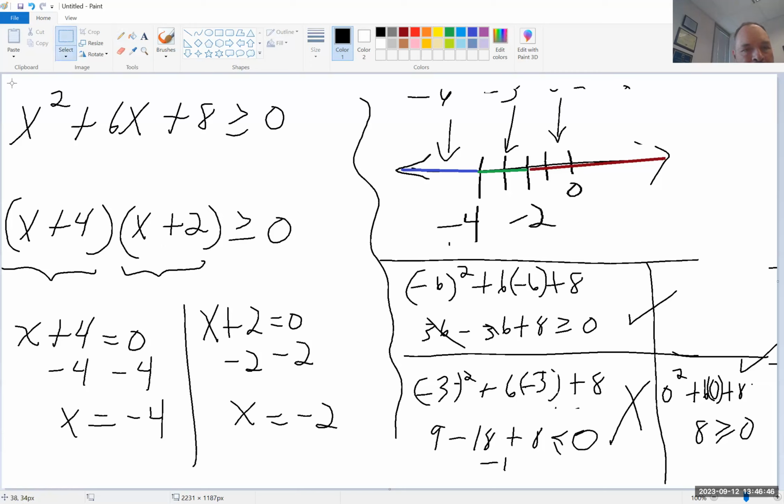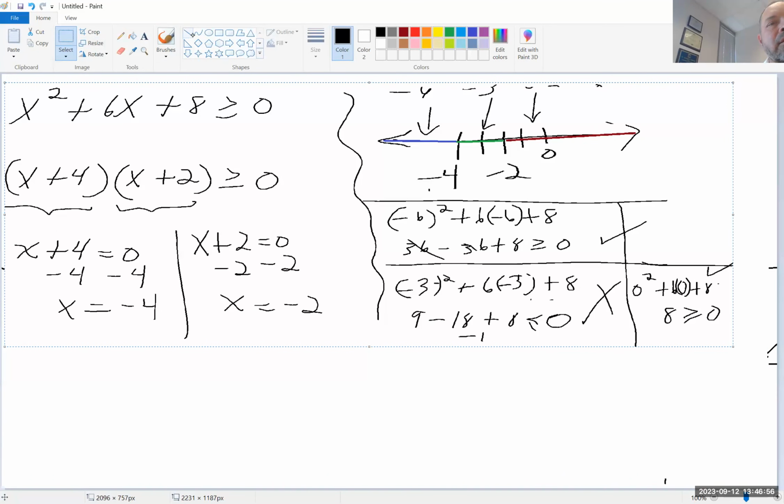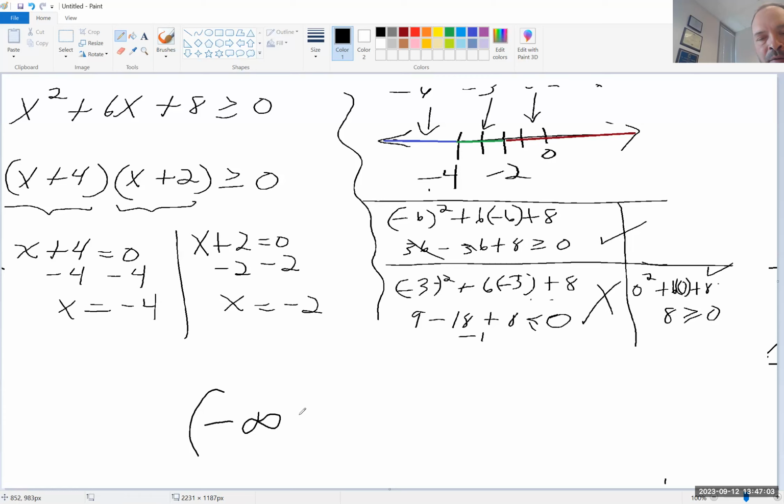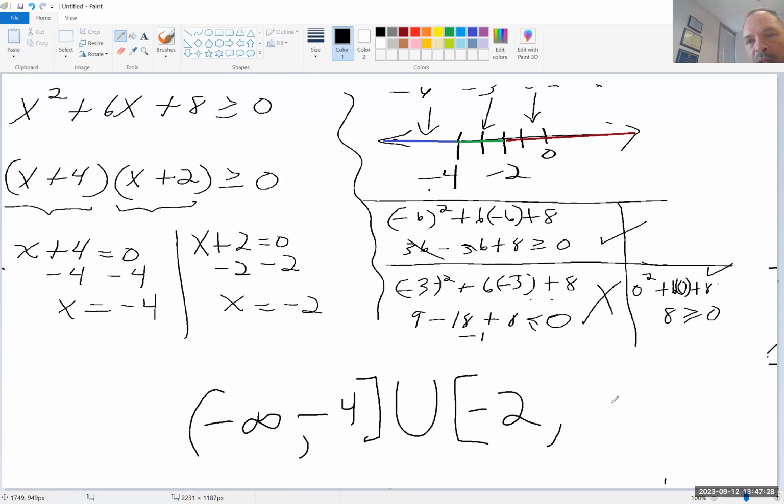Therefore, and I'm about to finish here, so just bear with me. Okay, so it is from -infinity to -4, and we are using brackets because of the type of inequality symbol, union with, it starts back up at -2. That's where the maroon starts, and then it goes to infinity. And that's how you identify the solution to that quadratic.